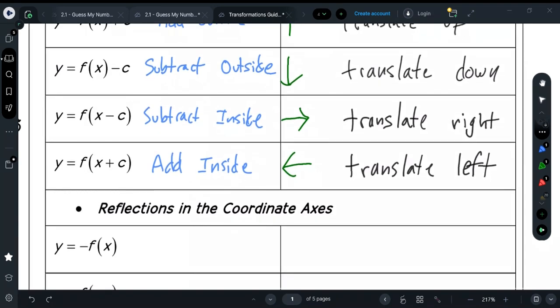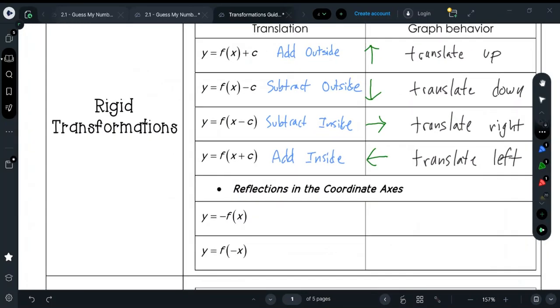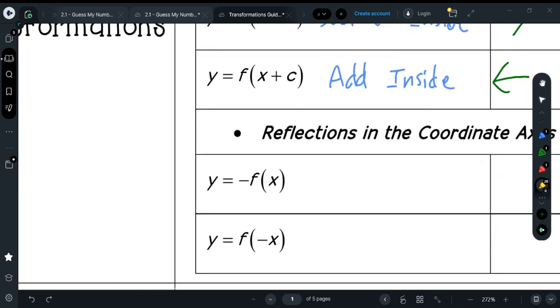Okay, our next type of transformation, which also falls in the category of a rigid transformation, is a reflection. All right, now reflections happen when we introduce a negative sign. Now note that this is different from subtracting. We're not subtracting, we're actually making the function negative, either by putting it here on the outside or by putting a negative sign here on the inside.